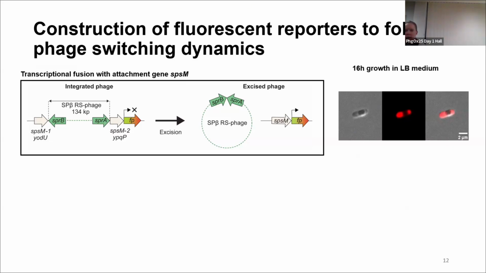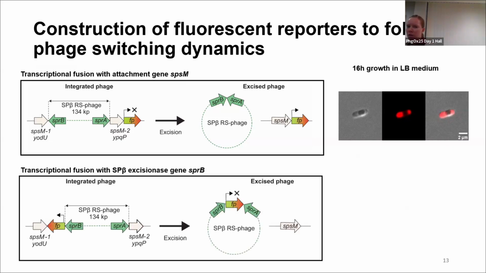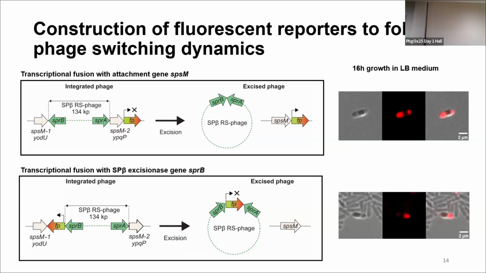The second reporter I constructed was the transcriptional fusion with sprB, so the excisionase. Here it's expected that this is expressed just before the excision, and post-excision sprB is not expressed anymore. And similarly, we also obtained a signal which was localized only in the mother cell, where we expect the phage to excise.